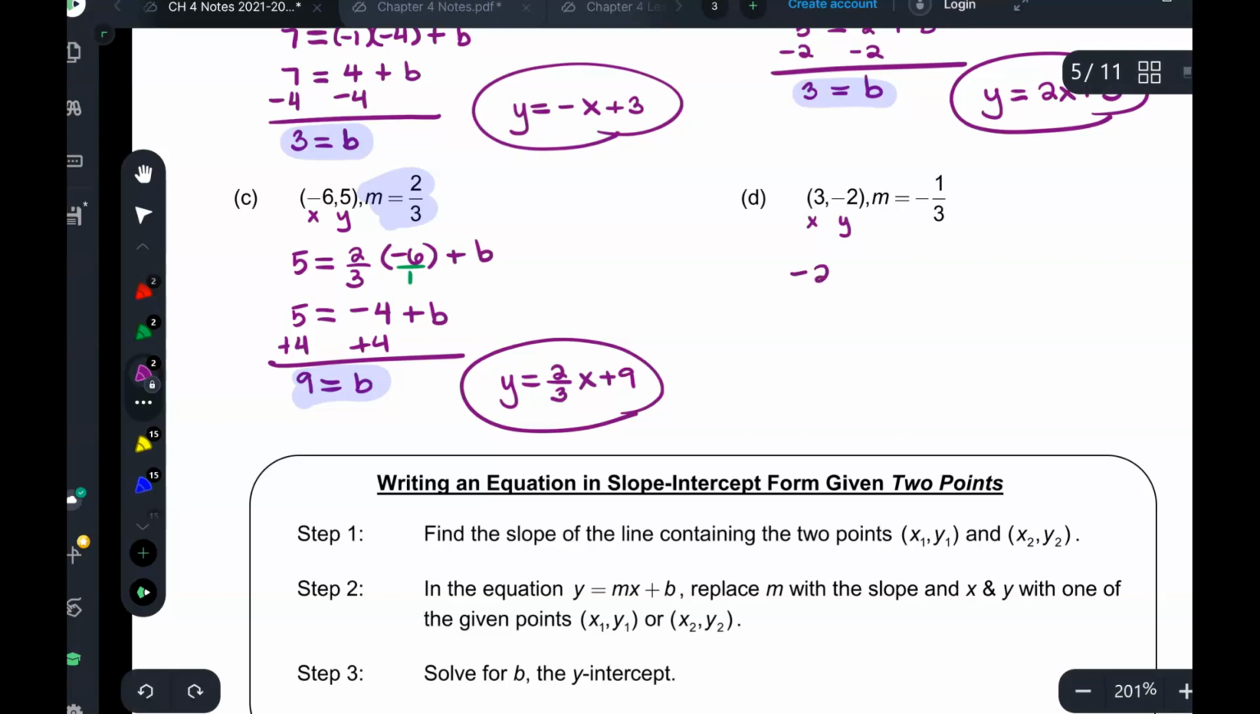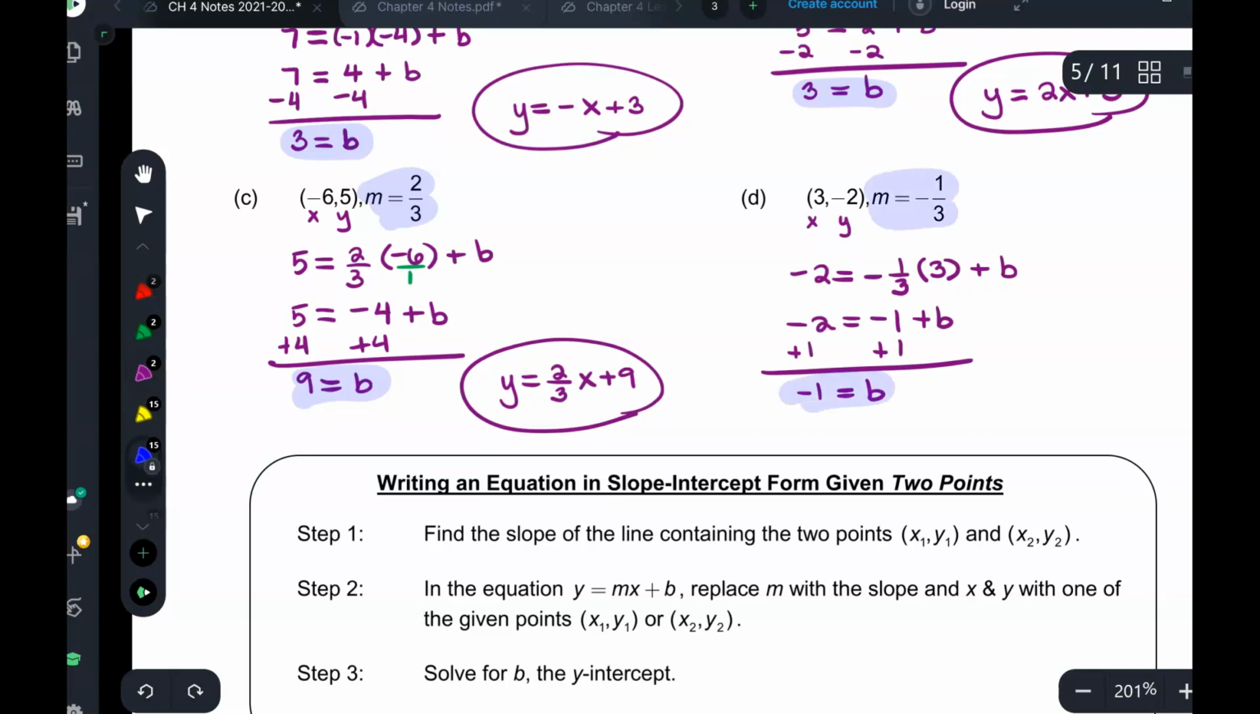We have y is negative 2 equals negative 1/3 times x, which is 3, plus b. So I have negative 2 equals, well, 1/3 of 3 is 1, so that's going to be negative 1 plus b. Add 1, add 1. Again, remember, we're trying to isolate b. And I get negative 1. So now I take the slope, I take my y-intercept, and I'm just going to substitute those back in. So we get negative 1/3 x minus 1.